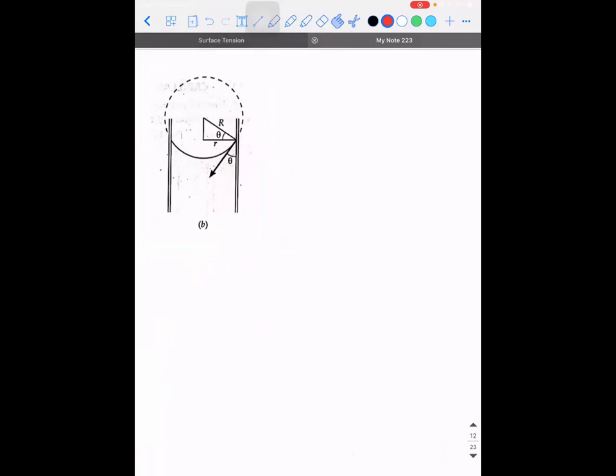Now see. If I take a point here as PA and a point here as PB, then PA minus PB can be called excess pressure. And what is the value of excess pressure? It is 2T divided by R. Here, if you observe, I didn't write small r, because R stands for the radius of the drop. So here the radius of the sphere is capital R.